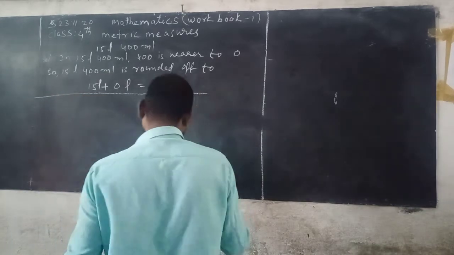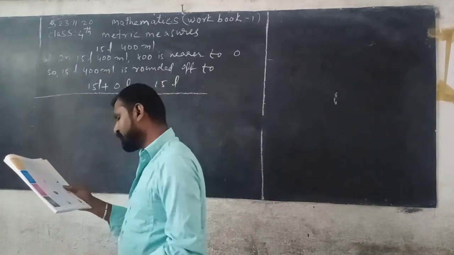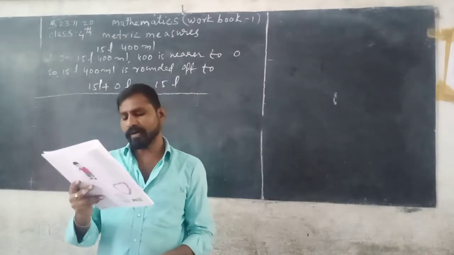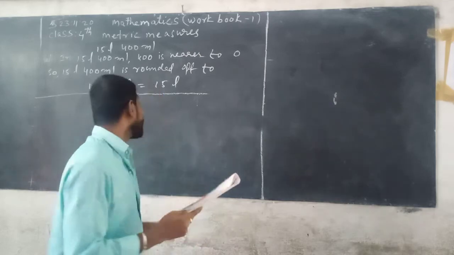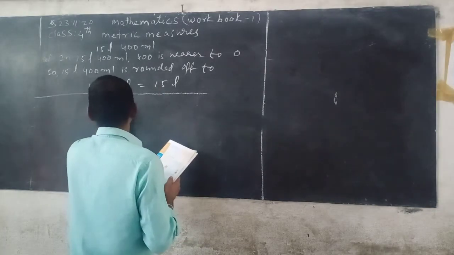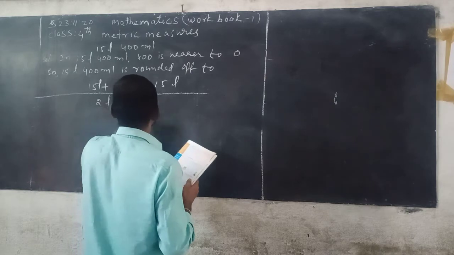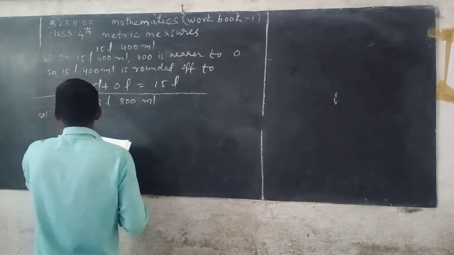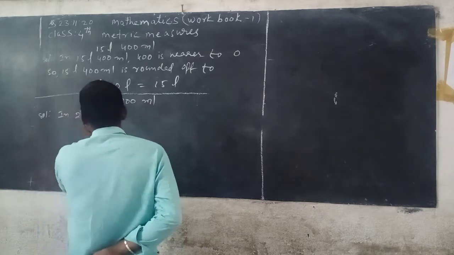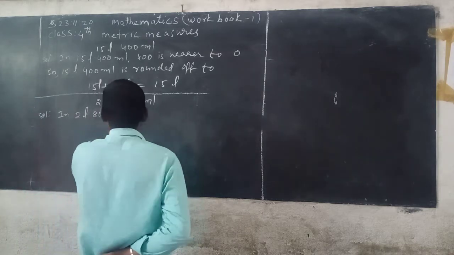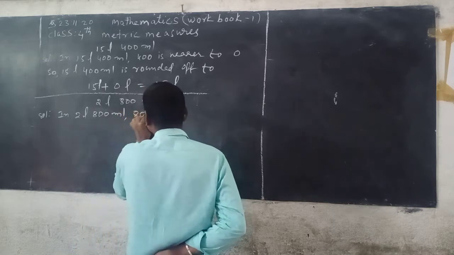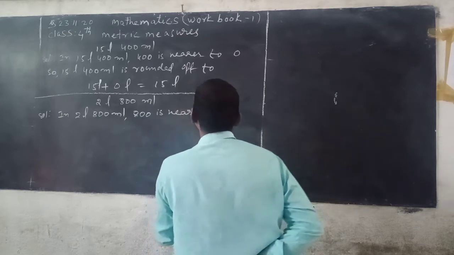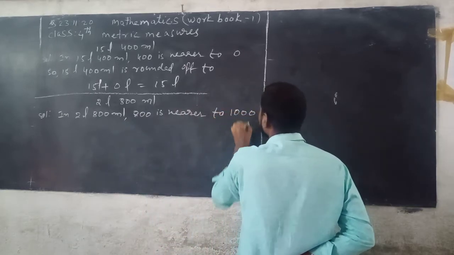Now next, the capacity of Coke in the bottle is 2 liter 800 milliliter. Listen carefully. In 2 liter 800 milliliter, 800 is nearer to 1000 because 8 is greater than 5.